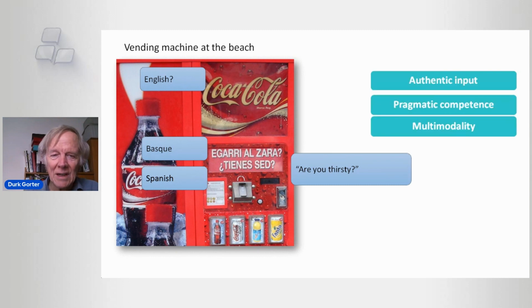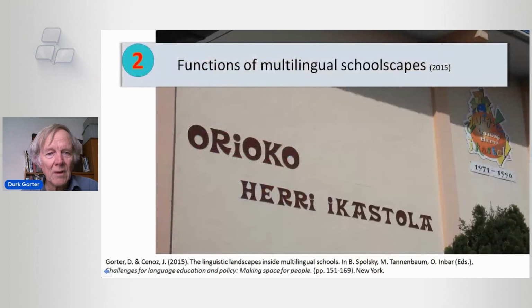And what we can see here is that you have authentic input, for instance, a language learner that gets some Basque and gets the translation, but it's also pragmatically competent because this is a kind of invitation to buy a drink. At the same time, we see the dimension of multimodality because we have red, we have different colors, we have different fonts. So there is a lot going on in one picture like this.